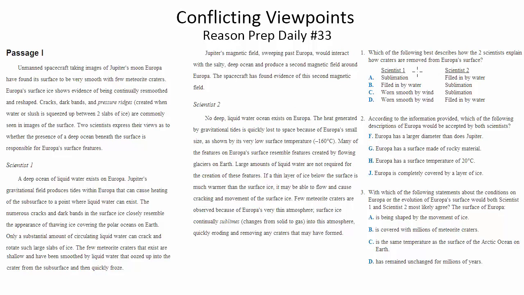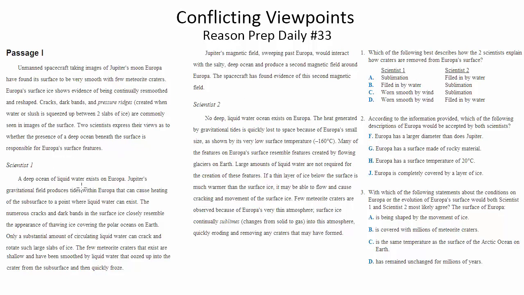So what I do here, since we've got 2 different parts to this choice, scientist 1 and then scientist 2, is read scientist 1 again, find the answer for scientist 1, eliminate what doesn't work, and maybe that'll get us the answer right away. If not, we go to scientist 2, we read, and we double check which one fits both. So let's read Scientist 1, which explains how the craters are removed from Europa's surface.